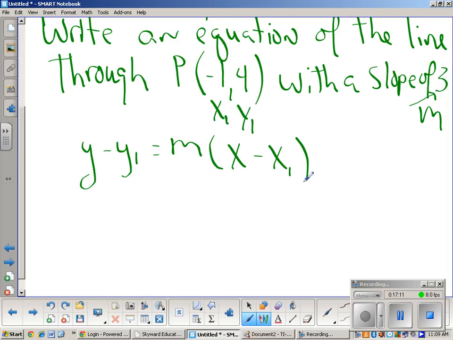Well, here's my x1 number, which is -1, so it's going to go where the x1 number is. And here's my y1 number, and that's going to go where the y1 number needs to be. And my slope, which is 3, needs to go in here. So it'd be y minus 4 equals 3, and then times x minus -1.